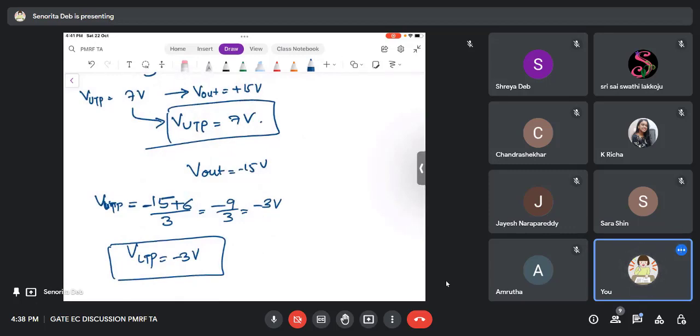You should go through this concept of Schmidt trigger. It's a very important concept, especially for EC people. They used to ask a lot of Schmidt trigger questions, I think prior to GATE 2011, and now I'm seeing it in GATE 2016. That means it can again come in future exams.